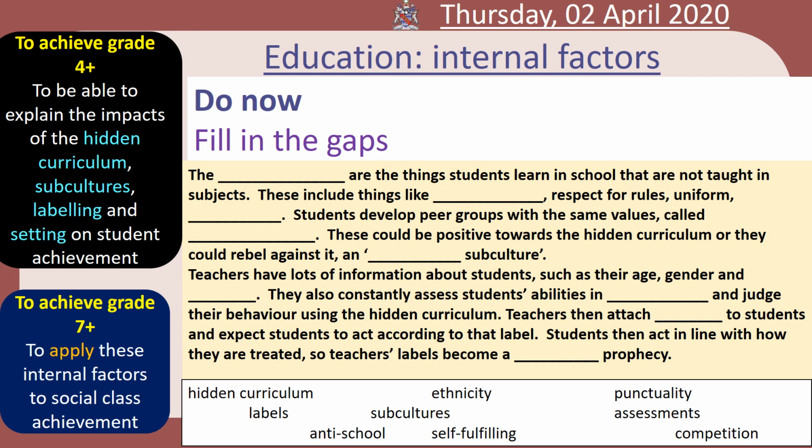So in the previous lesson, you looked at the link between social class and educational achievement. In this lesson, we're going to go into the education system itself, look at some more features of the education system. Some you've come across before, like the hidden curriculum and subcultures, others like labelling and setting, which will be new to apply to this context, and see how these factors also affect social class achievement.